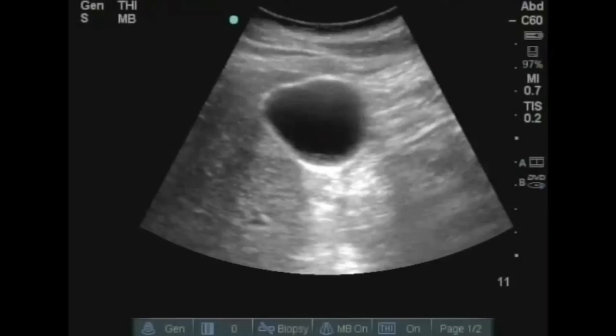Posterior acoustic enhancement is one of these artifacts that tells you that the structure you're looking at that's anechoic is fluid-filled and not just undergained or inappropriately imaged, but it lets you know that there's fluid there, whether it be a blood vessel, ascites, pleural fluid, or whatever you're targeting in your procedure.